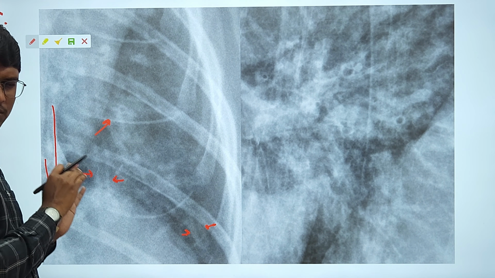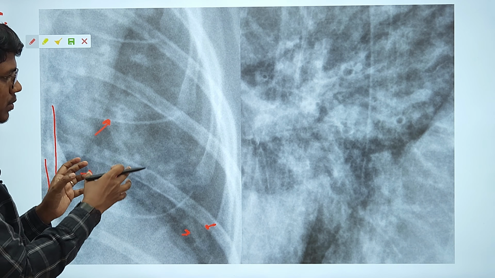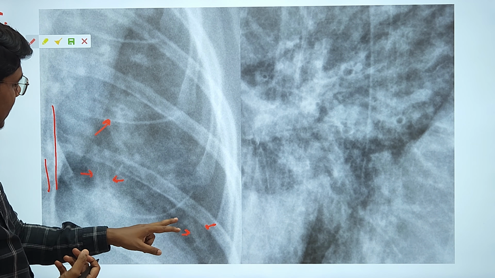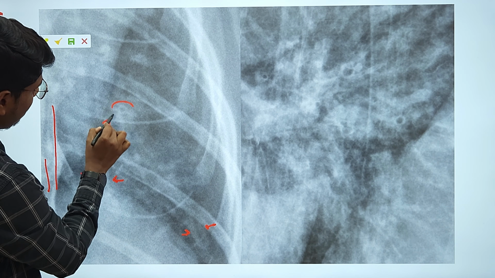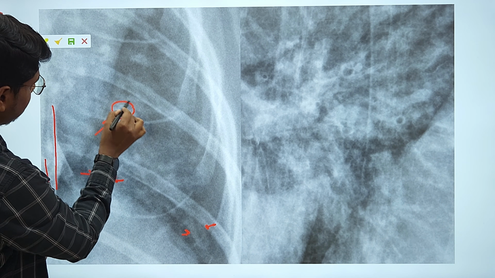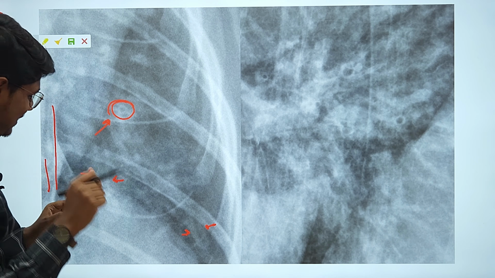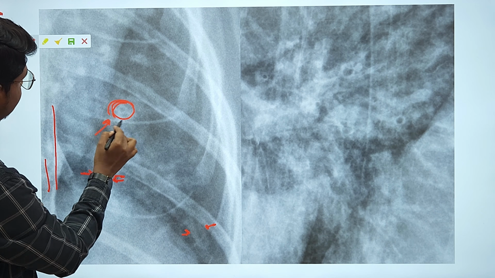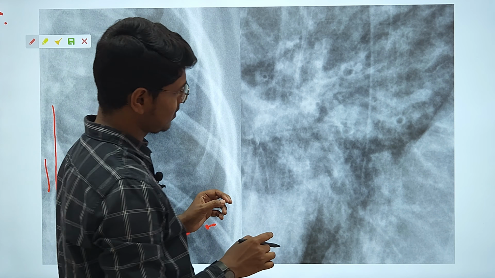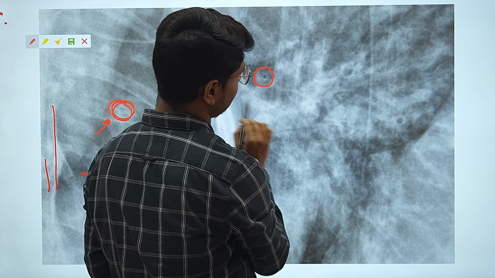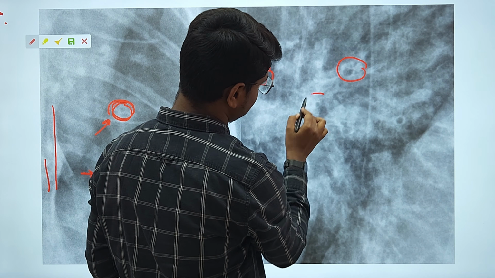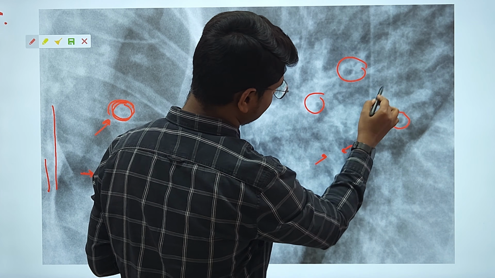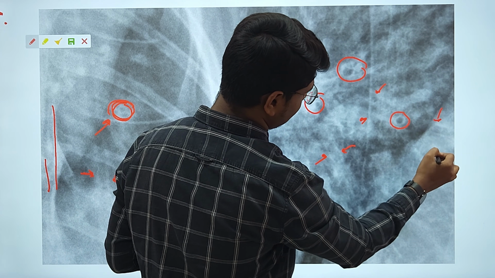The pixel size is not that good, so it may not be clearly visible, but you can see some faint shadows, and you can also see the ring shadow here. Here is a tram line, ring shadow here, and here is very clearly visible. You can see a ring shadow here, here, and here, and you can also see some tram lines here.